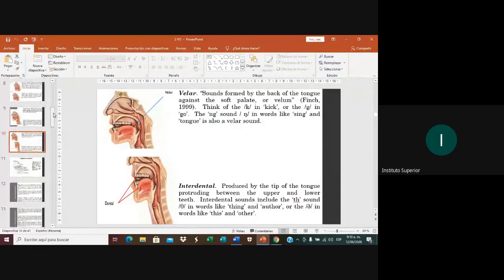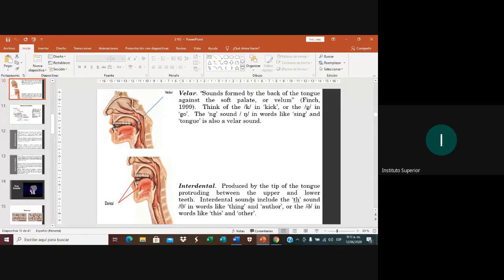Now we have two more places of articulation, the last two here. You can read the first one, please. Velar: sound formed by the back of the tongue against the soft palate or velum. Think of the k in kick or the g in go. The ng sound in words like sing and tongue is also a velar sound.